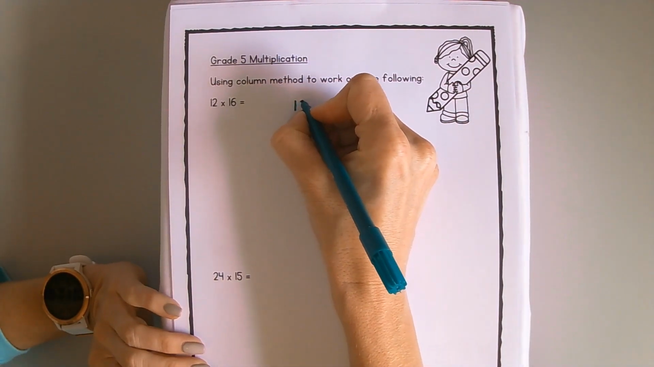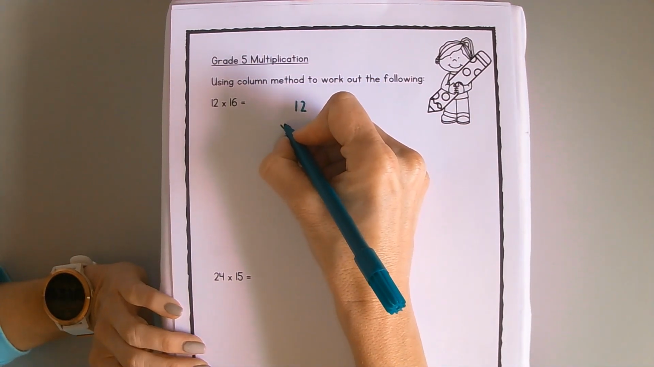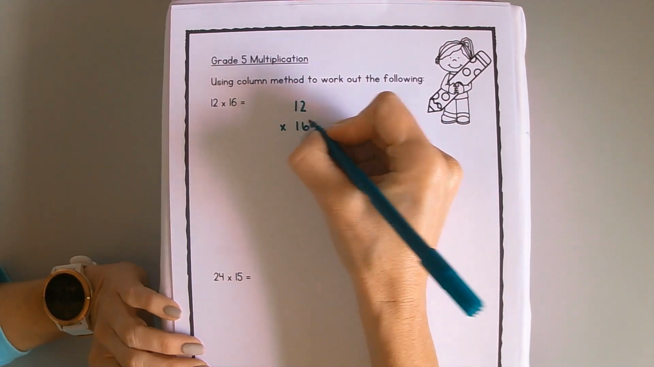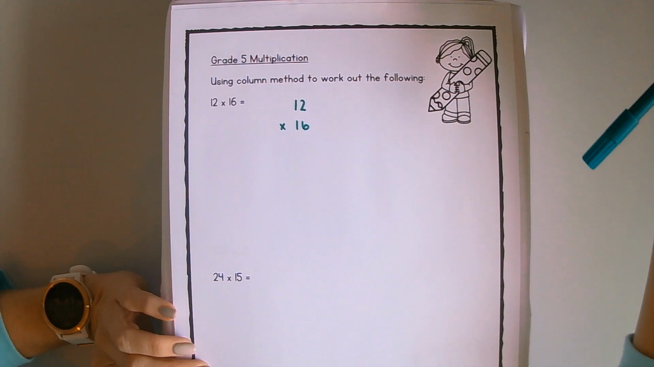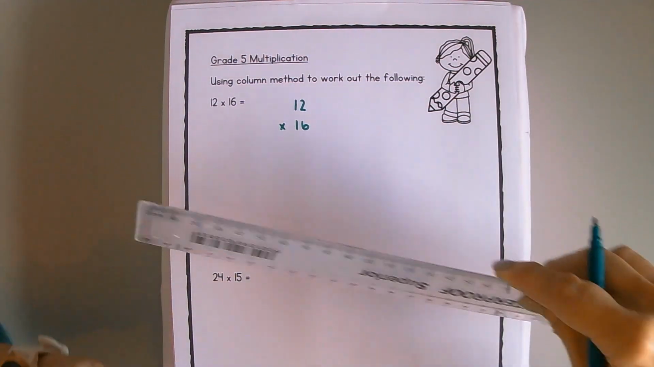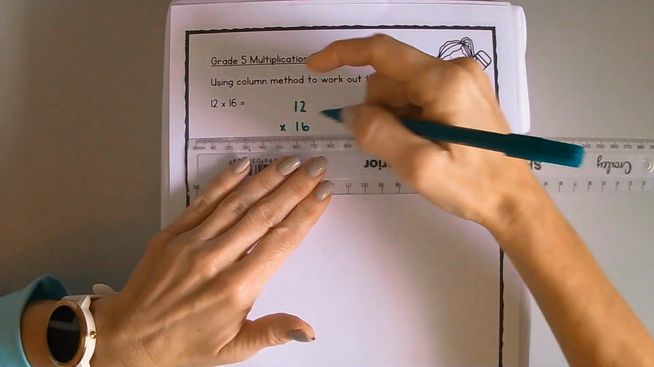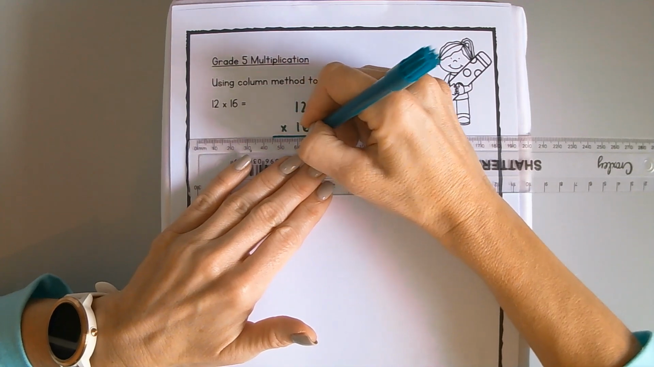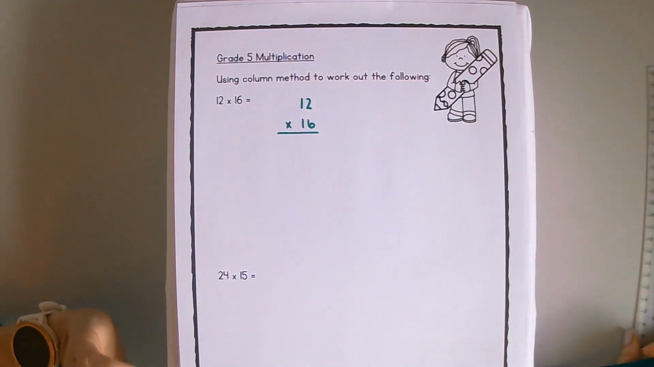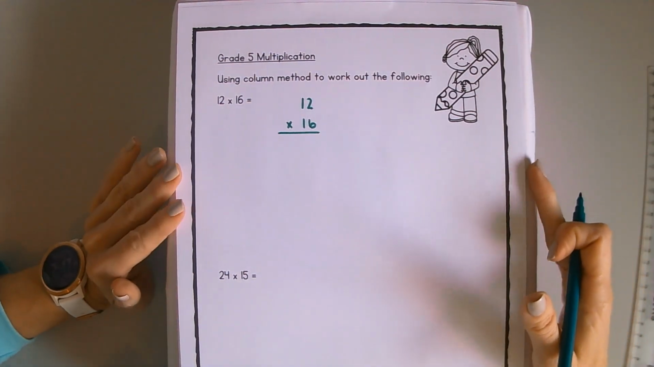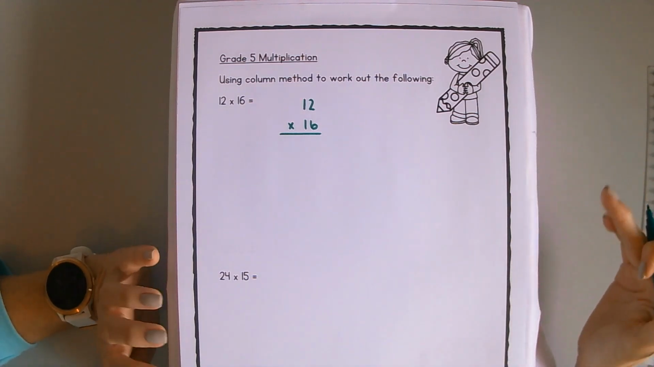So we're going to start with this one. We're going to do 12 and we're going to times it by 16. Now I want you to use a ruler. You're going to take a ruler and just draw a line underneath it. You must use a ruler just because it keeps everything nice and neat and tidy.